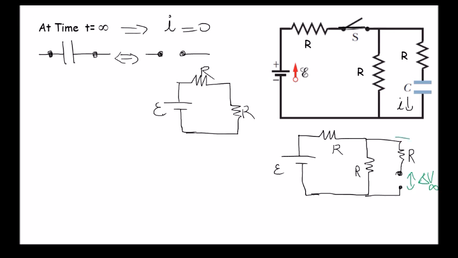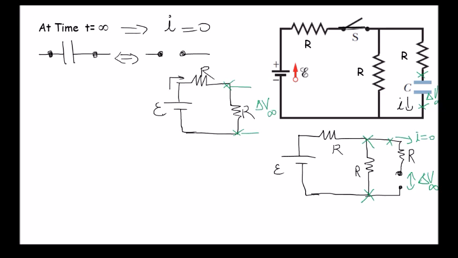We are saying that the current here is 0. If the current here is 0, what is the difference in potential through this resistor? It is 0. So what is the difference in potential through the capacitor? That's exactly the difference in potential through this resistor. So this is V infinity, this is delta V infinity. And I know how to calculate this.